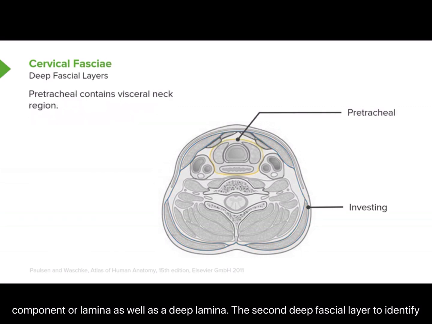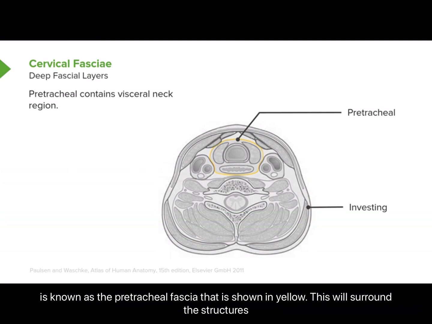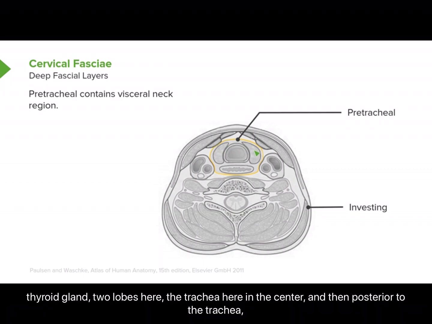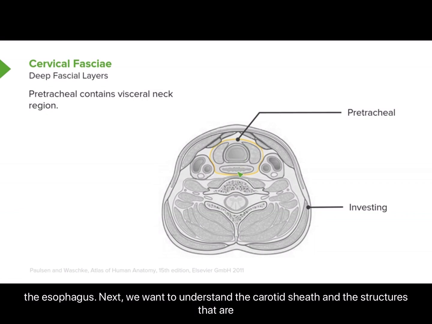The second deep fascial layer to identify is known as the pretracheal fascia. That is shown in yellow. This will surround the structures that are found in the visceral compartment. And so the pretracheal fascia is surrounding your thyroid gland, 2 lobes here, the trachea here in the center, and then posterior to the trachea, the esophagus.